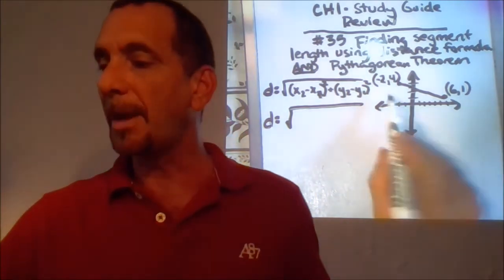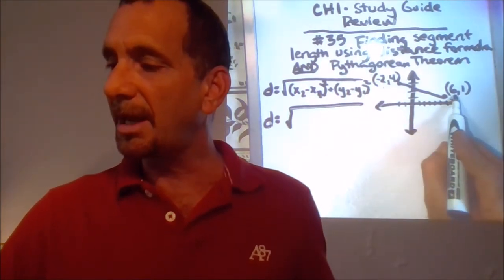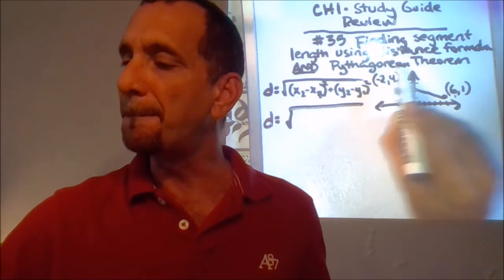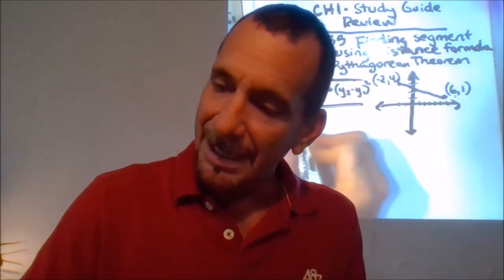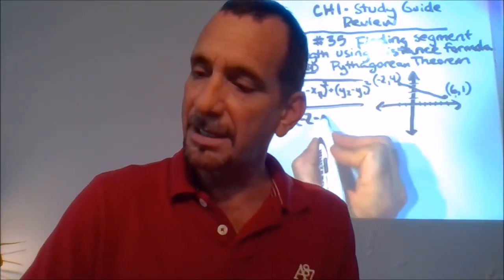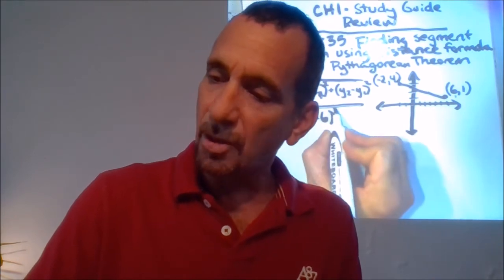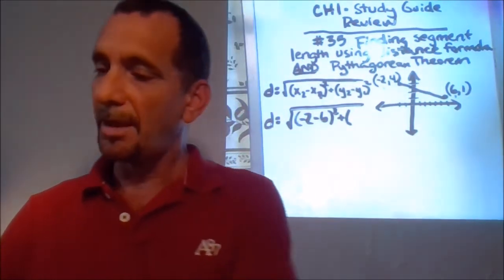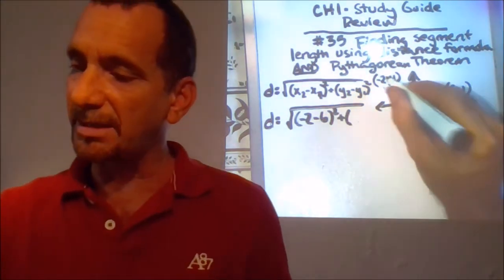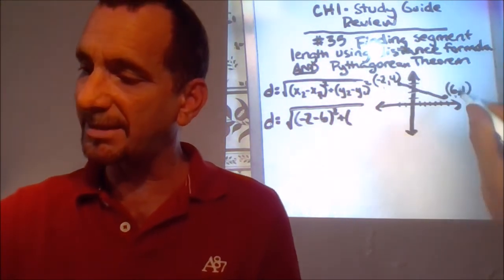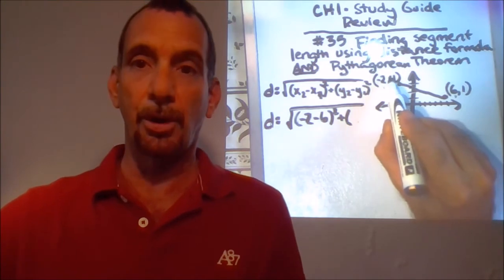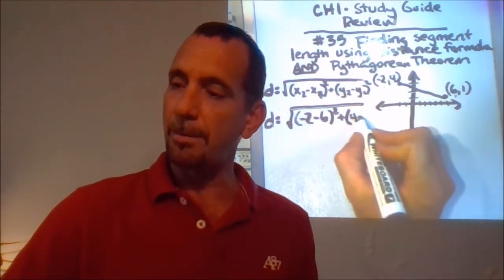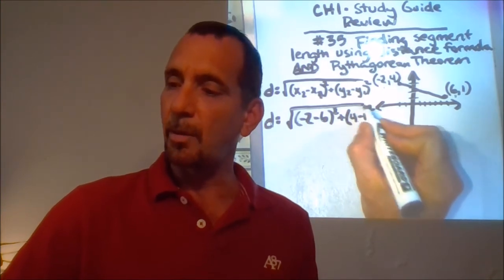So here we go. I'm going to start with the x's, and I'm just going to go in this direction. I'm going to say -2 minus 6, -2 minus 6 squared. And I'm going to add that to the difference in the y's. Because I said -2 minus 6, I'm going to say 4 minus 1. So we'll do that. 4 minus 1, and we'll square.